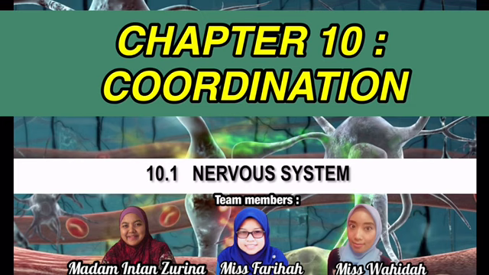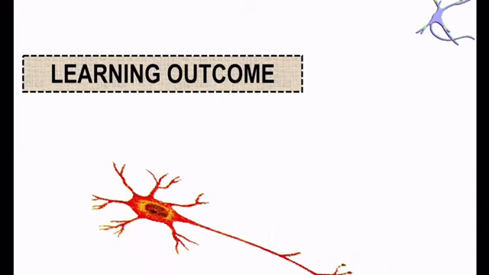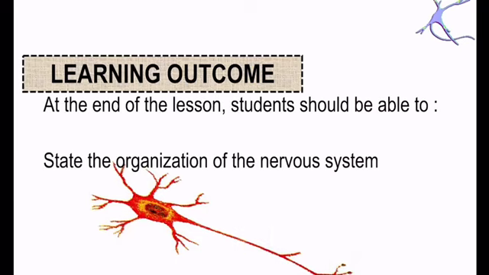Welcome to Chapter 10 Coordination. We will focus on 10.1 Nervous System. And at the end of this lesson, you should be able to state the organization of the nervous system.